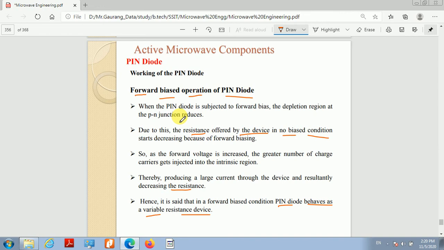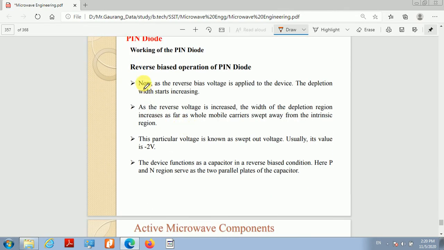Under forward bias condition, the width of the depletion layer reduce, and if the width of the depletion layer is reduced, then conductivity of the device is increased, and if the conductivity increase, then resistivity decrease, or resistance offered by the device is decreased. Hence we can say that under forward bias, the device behaves as a variable resistance device. Now let's understand what will happen under reverse bias operation of the PN junction diode. So basically, as the reverse bias voltage is applied to the device, the depletion region width start to increase.